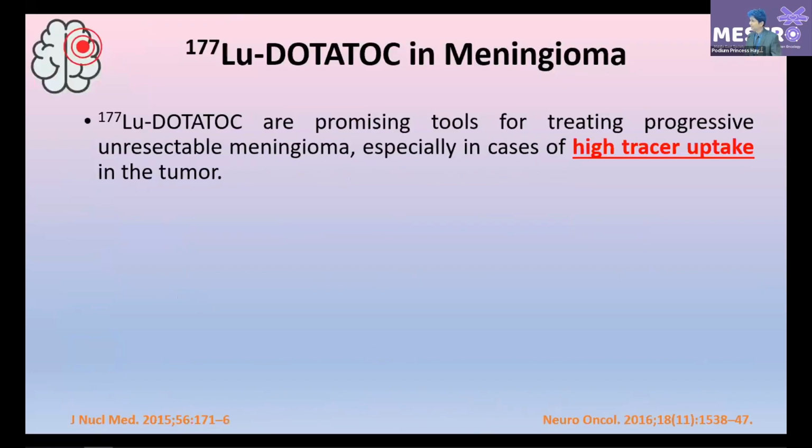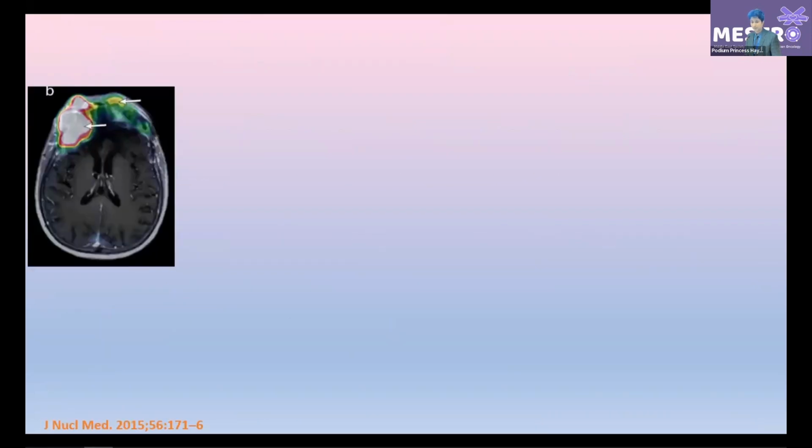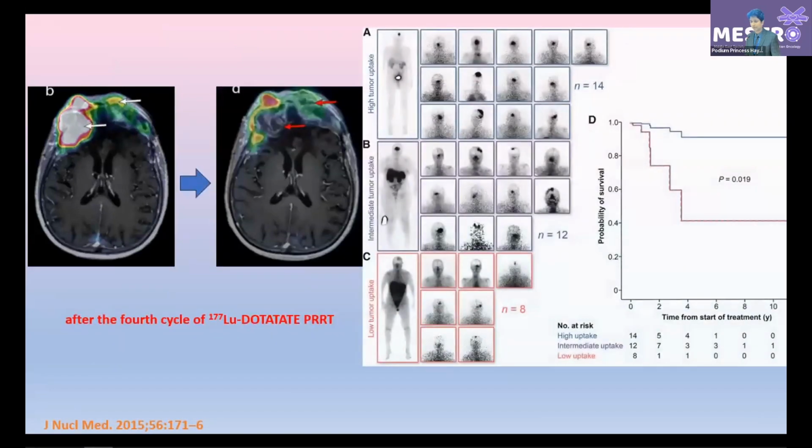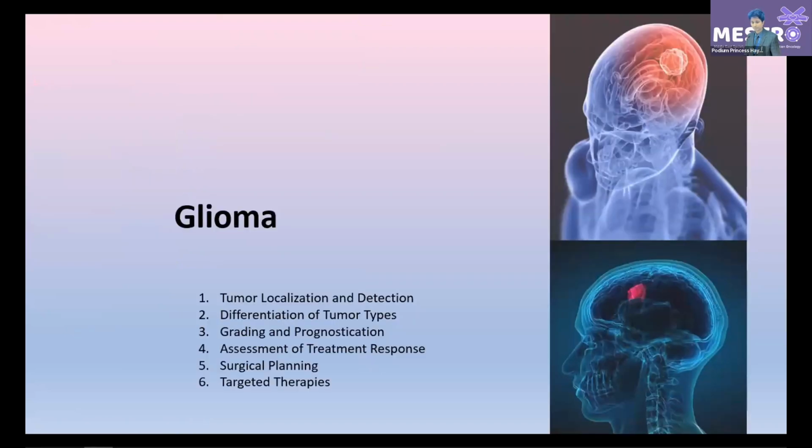You can treat the patient with lutetium DOTATATE therapy as well. There is an example. This patient received 2 cycles of lutetium therapy, and you can see a significant response with the lutetium PET. This therapy is related to the tumor grade. If you have a high uptake in the tumor, it will have a better response.